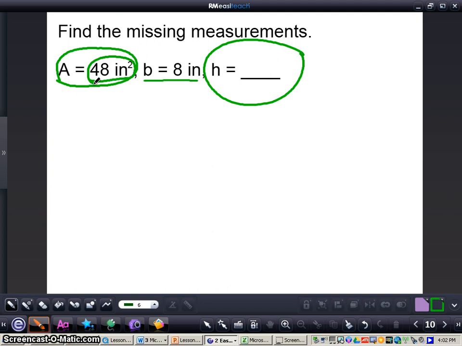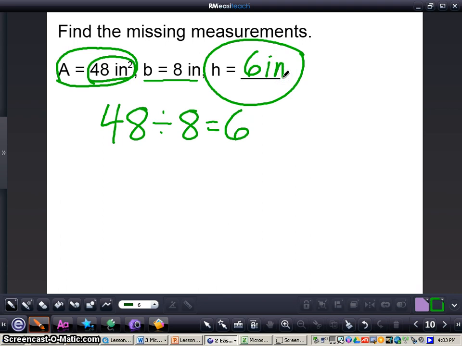So what we do is we take 48 and we divide this by 8, and we know 48 divided by 8 is a basic fact, so 48 divided by 8 equals 6. Okay, so the height of this parallelogram would be 6 inches.